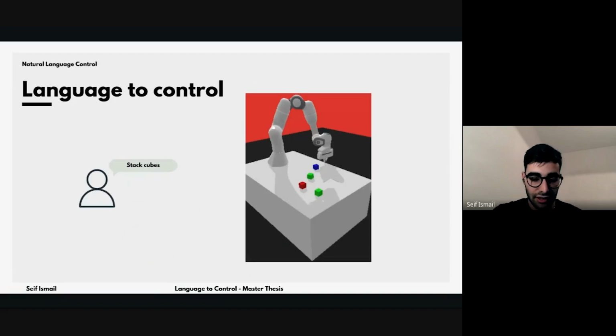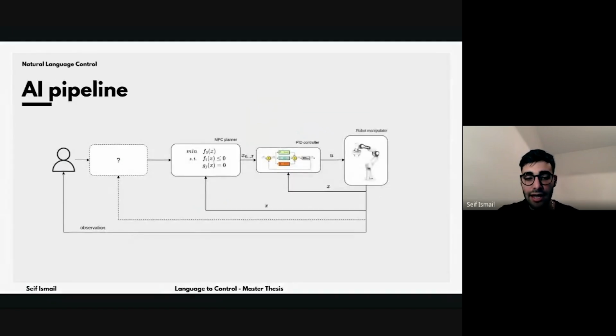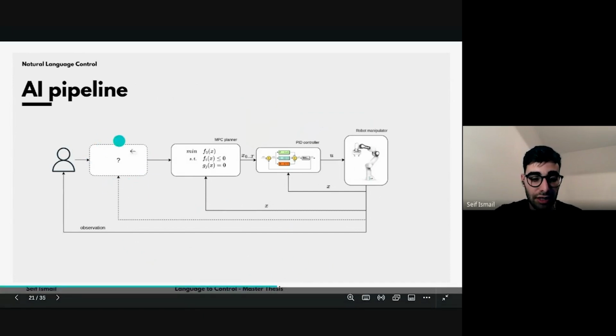If you have a task like such, you have a robot manipulator, and then you have some cubes, and you want to ask it, okay, actually, I want you to stack the cubes. How can you actually achieve this task? And as I was describing before, this is the robotics pipeline today. And to go to the language instruction, we need a second piece here.